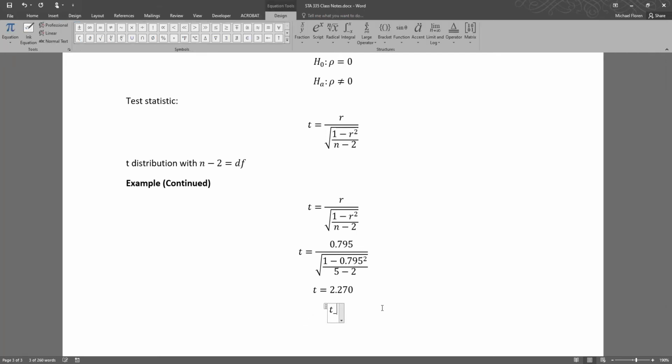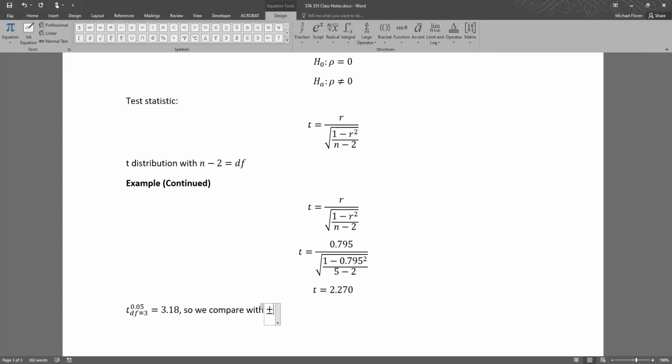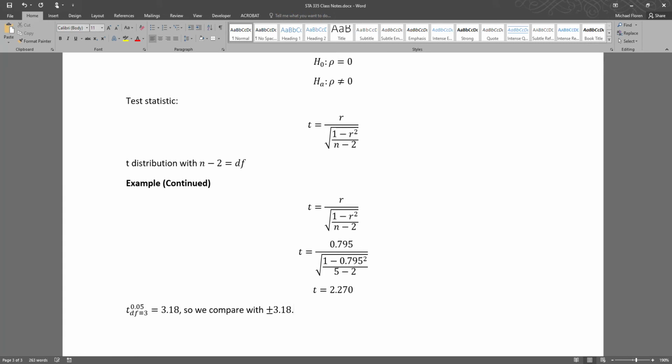The t-distribution with the degrees of freedom equal to 3 and alpha of, let's say, 0.05 for the critical value is 3.18. So when looking at a critical value of 3.18, this is for a two-tailed test, so we compare with positive and negative 3.18. So we're looking to see if this 2.270 value is below negative 3.18 or above positive 3.18.